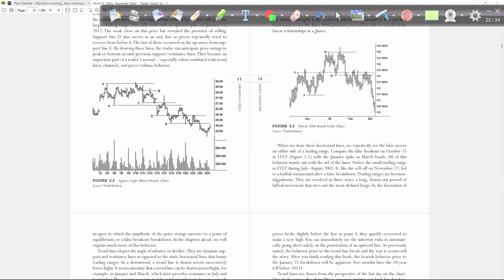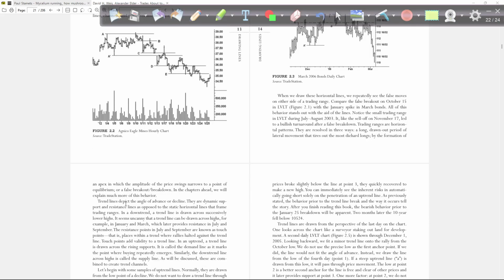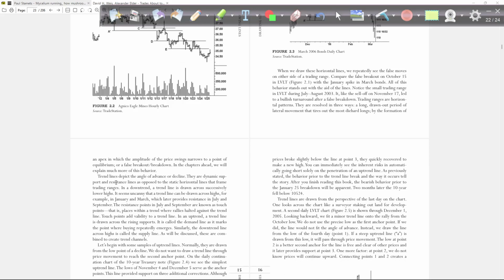Trading ranges are horizontal patterns. They are resolved in three ways: a long drawn-out period of lateral movement that tires out the most die-hard longs; the formation of an apex in which the amplitude of the price swings narrows to a point of equilibrium; or a false breakout or breakdown. In the chapters ahead, we will explain much more of this behavior. Trend lines depict the angle of advance or decline. They are dynamic support and resistance lines as opposed to the static horizontal lines that frame trading ranges.